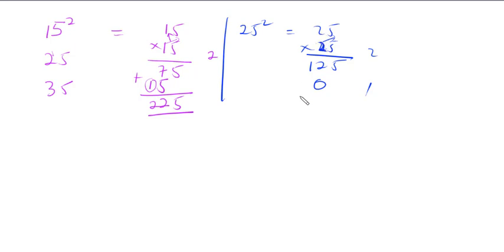Then we have 2 times 2, and that is 4. And we add this 1 to it, we have 5. So we write a 5 here, and we need to add this. We have 5 down here, and we have 2 plus 0, that is 2. Then we have 1 plus 5, that is 6. So we have 625. So the square of 25 is 625.